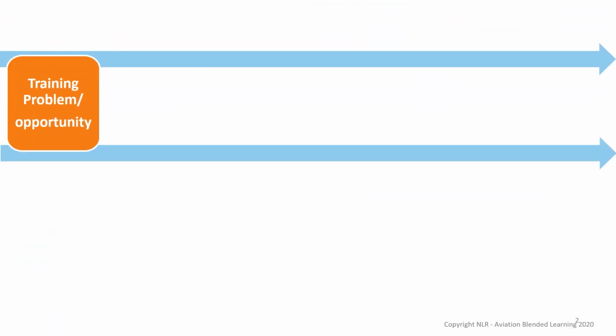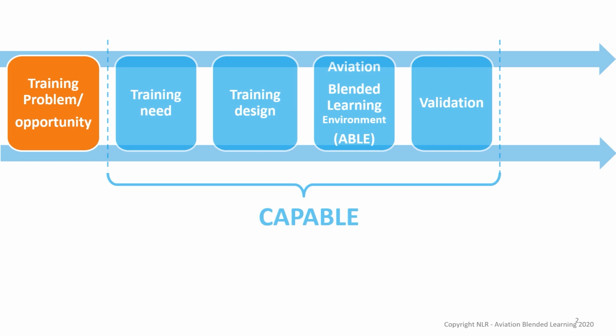The creation of a blended learning environment is more than the acquisition of training media. First, you start, of course, with a training problem or opportunity. And when you have this training problem or opportunity, you can analyze the training needs. If you know the training needs, the training design can be made, and after making a training design, you can select training media that are fitting the training design. If the training design and the media are selected, you can validate this training to see if it answers to your training problem or opportunity.